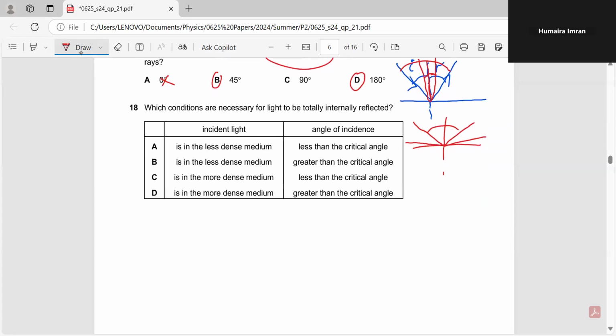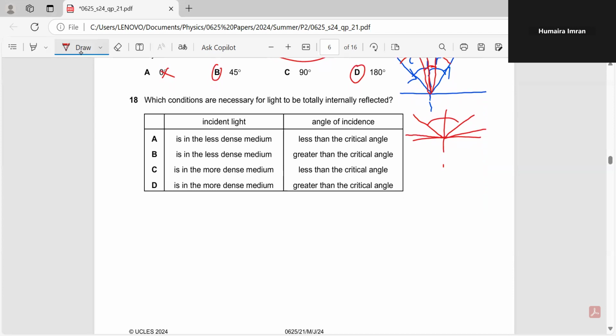The next question: which conditions are necessary for the light to be totally internally reflected? There are two conditions. One of them is that the light should travel in the more dense medium. And the second condition is that the angle of incidence should be greater than the critical angle. So these two are the conditions of total internal reflection. If these two conditions are fulfilled, then we can say that the light will be totally reflected.